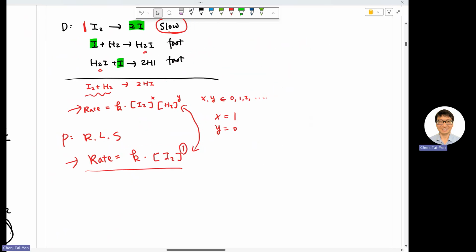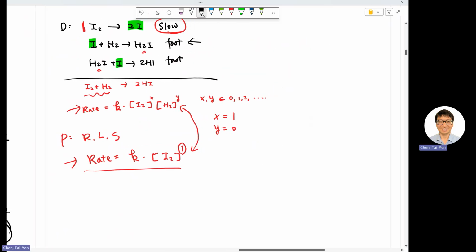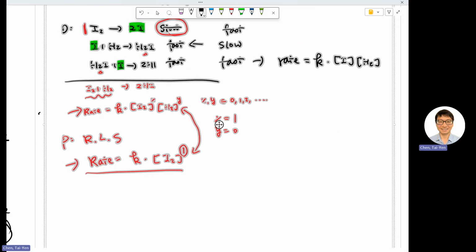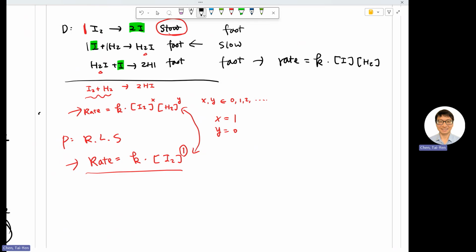Okay, so if not, then I want to actually show you the other thing. Let's say today we change this one. Now the first step is fast, the second step is slow, the third step is fast. Therefore, you can write the rate law equals the rate constant k times I times H2, and the coefficient is 1 here and 1 here. That's why I put 1 and 1.